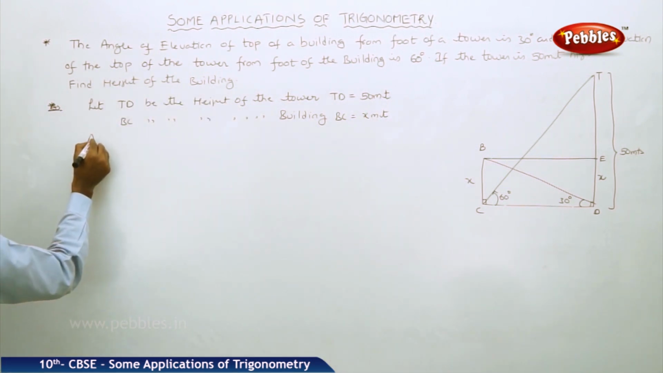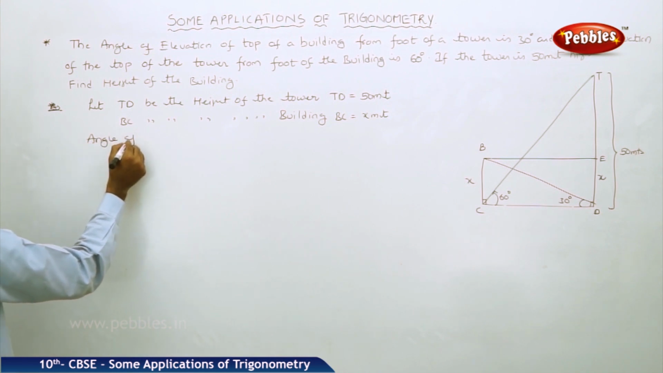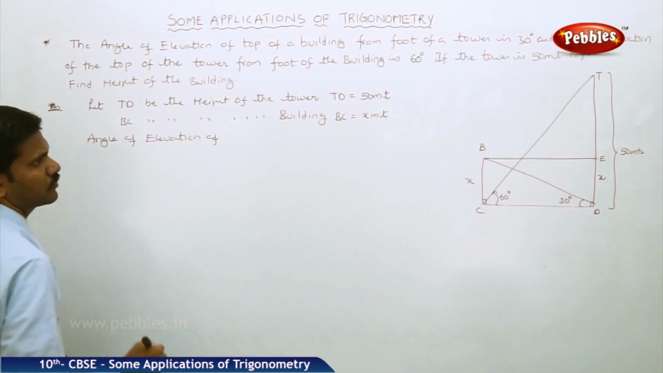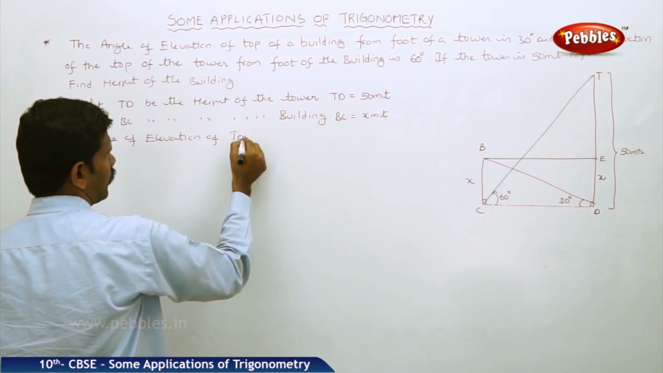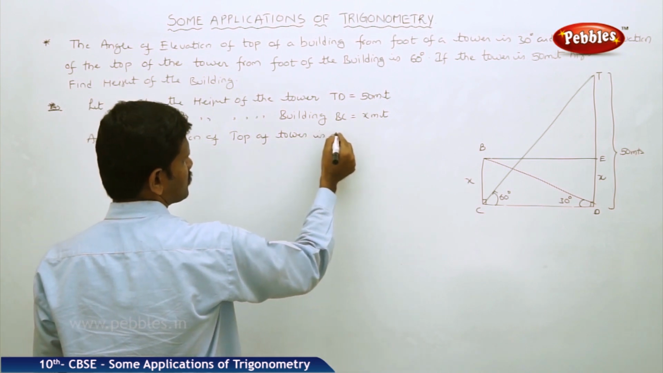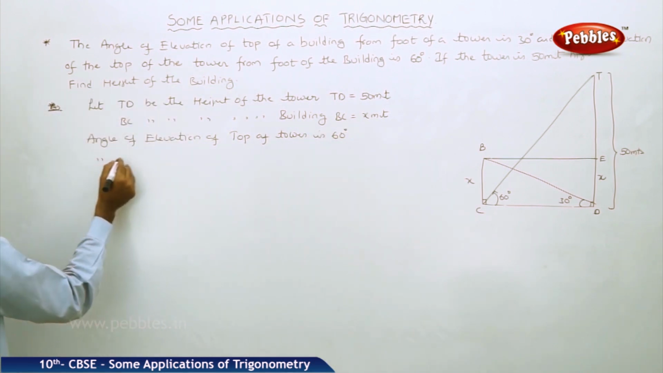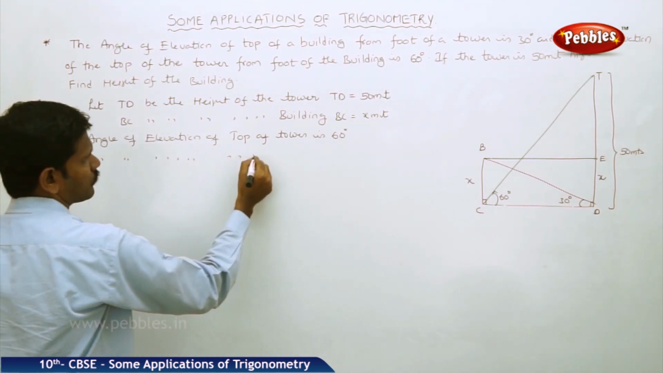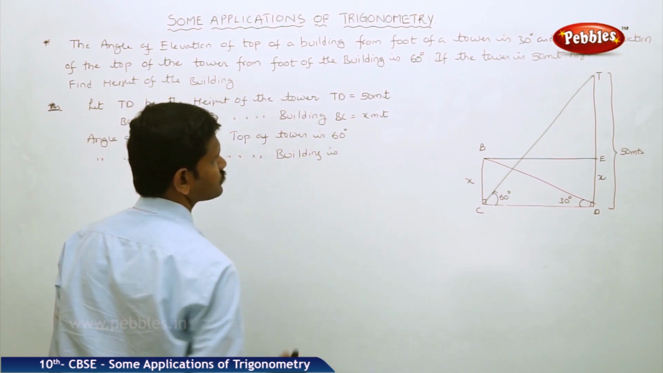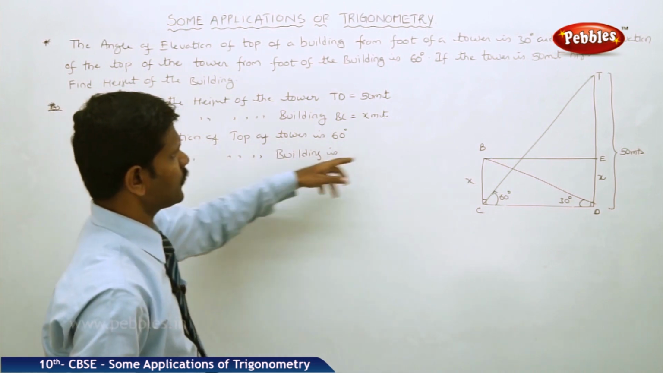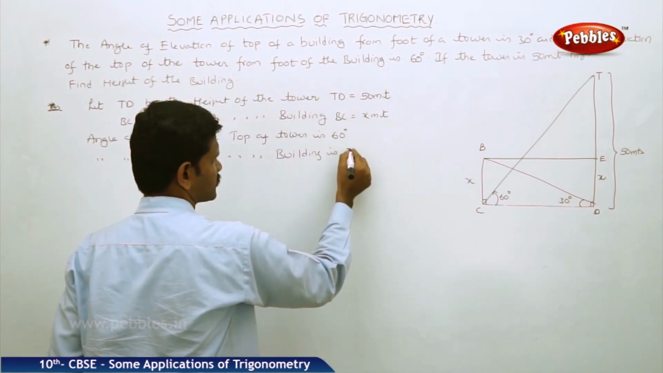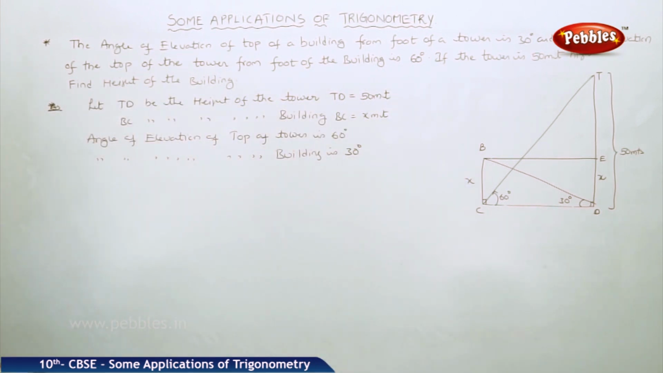And the angle of elevation of the top of the tower is 60 degrees and the angle of elevation of the top of the building is 30 degrees.